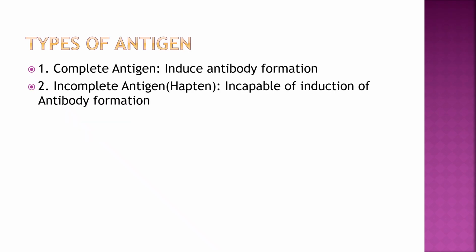Types of antigen. There are two types, complete antigen and incomplete antigen. A complete antigen is one that induces antibody formation. And an incomplete antigen is also called a hapten. It is incapable of induction of antibody formation.